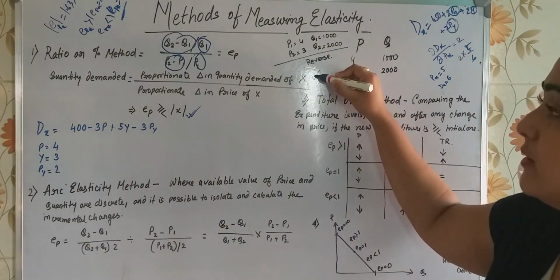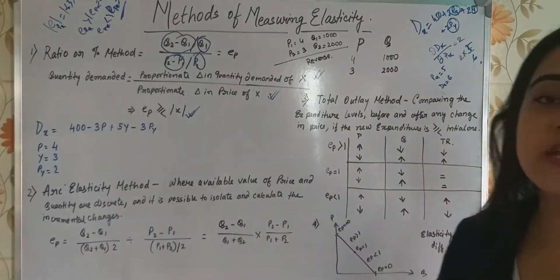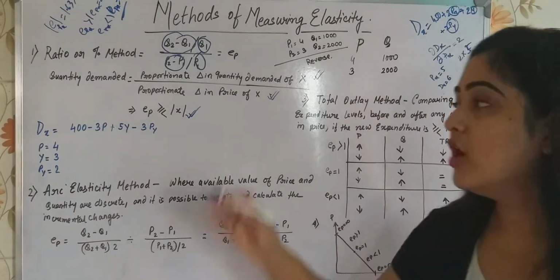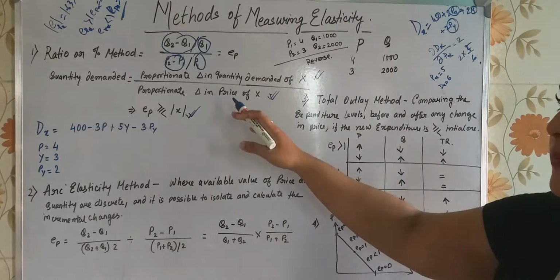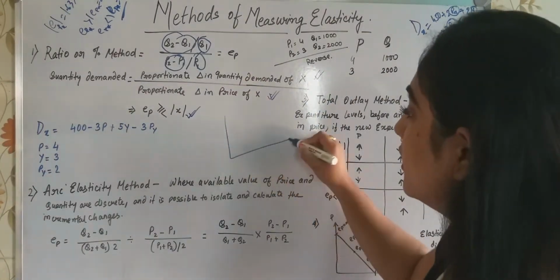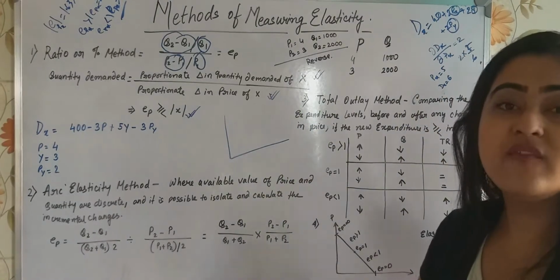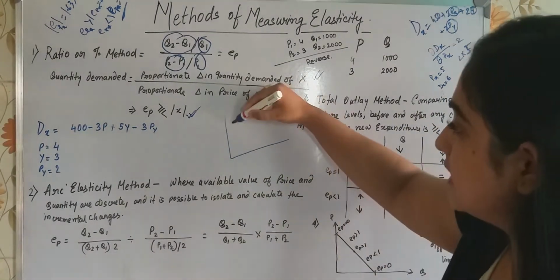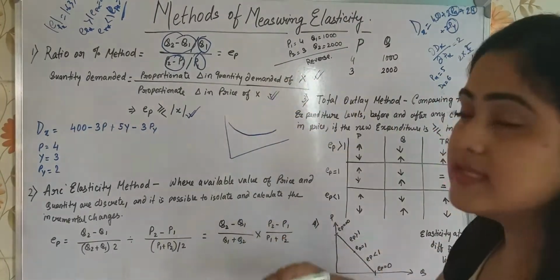Proportionate change in quantity demanded is equal to proportionate change in price. Got it? Understood? So when we do this, now a very beautiful thing I am telling you. Try and understand. When you are having a very elastic demand curve, what does that imply? Highly elastic. So it is flat.